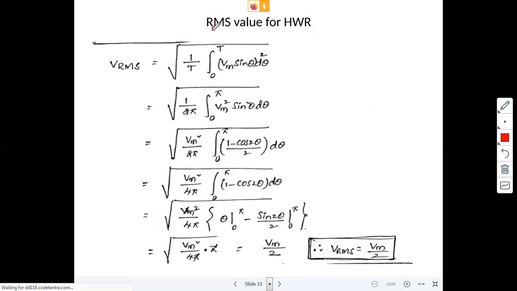Similarly, coming to the another parameter, root mean square value for half-wave rectifier output. Half-wave rectifier means, remember, this is the signal, right? It contains only either positive cycles or negative cycles, but the time period is 2 pi. This is the pi and this is 2 pi. Okay, every 2 pi the waveform repeats, and this one is the Vm.